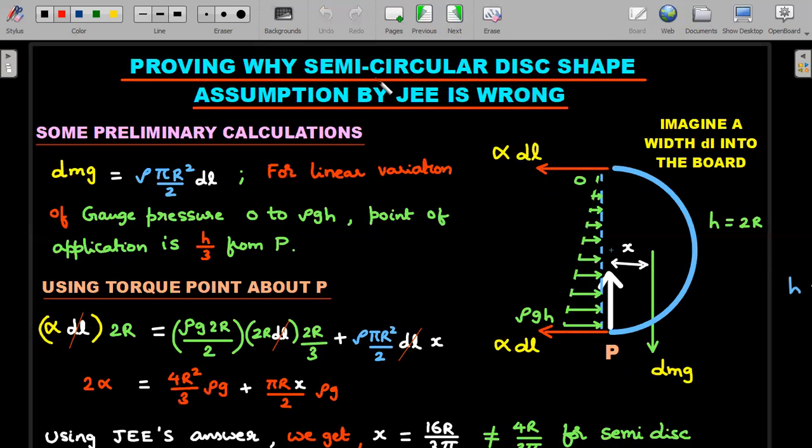Now, proving why the semicircular disc shape assumed by JEE is wrong. While proving it, we'll understand many more concepts. I took the bulge in a semicircular shape as requested by JEE, and now I'm going to prove why this can't be semicircular. So it's like a proof by contradiction. Just like previously, take this bulge. Imagine there is a width dl into the board so that it's a volume element.